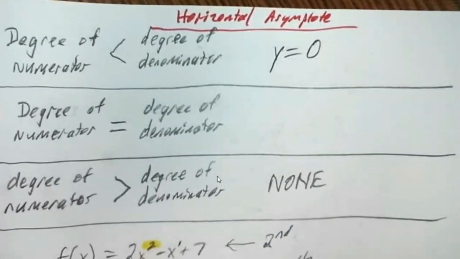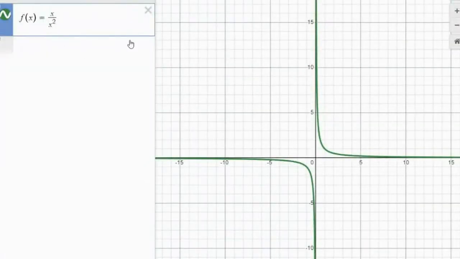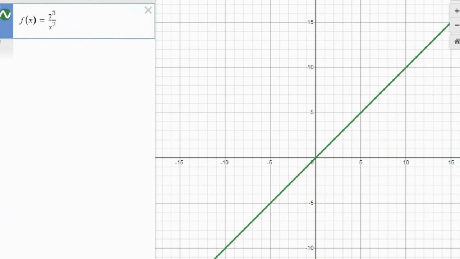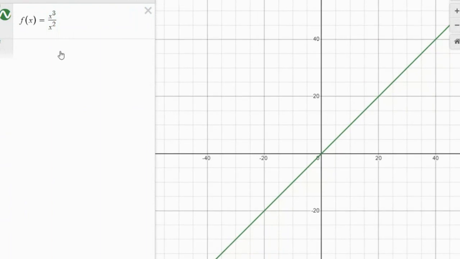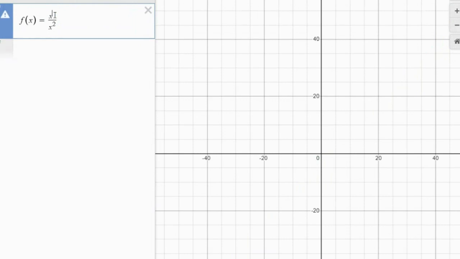We can illustrate that. Let's take a look. Let's change the top to be x to the 3rd now. Now the numerator is larger. Now look, there's no asymptote. That's just a straight line, actually. Let's make it x to the 5th. How about that? See, there's no asymptote. Let's change the bottom to be the 4th. Back to a straight line. 3rd. Plus x. Anytime the top is larger, there's not going to be an asymptote.